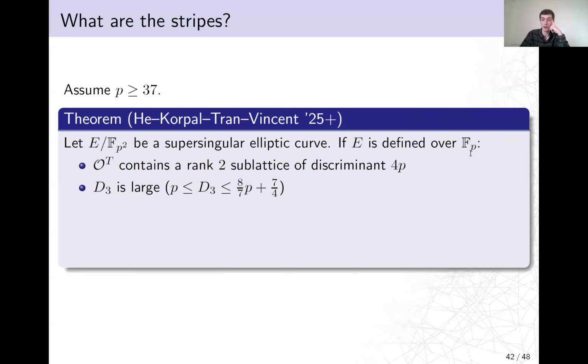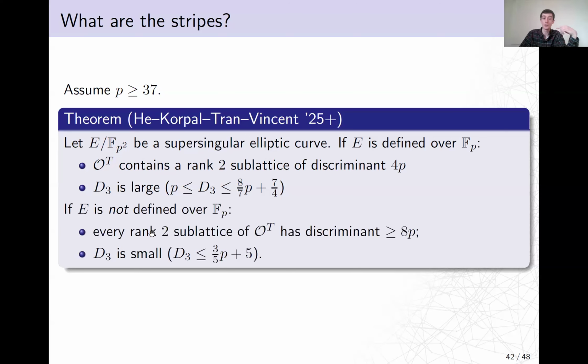Explicitly, if E is defined over Fp, then the gross lattice must contain a rank 2 sublattice of discriminant 4p, and D3 is larger than or equal to p. On the other hand, if E is not defined over Fp, then there are no discriminant 4p rank 2 sublattices. All the sublattices have discriminant at least 8p. And in this case, when the rank 2 sublattices are large, D3 is actually quite small.